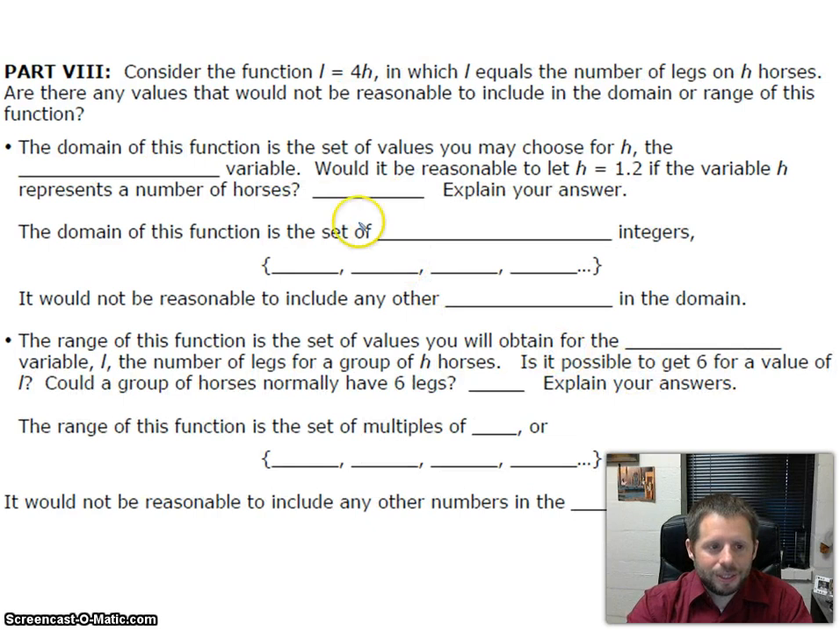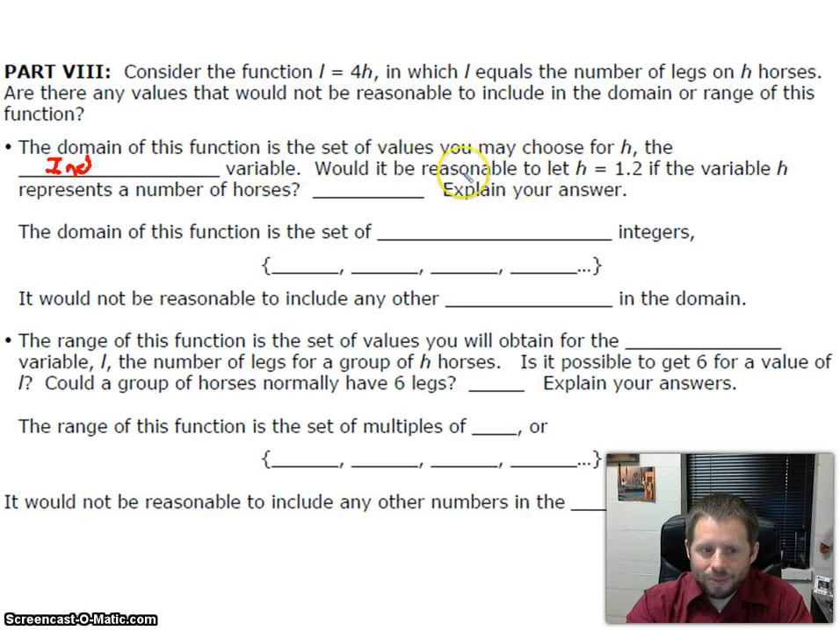Okay, let's look at another scenario. Consider the function L equals 4h, in which L equals the number of legs on h number of horses. It asks, are there any values that would not be reasonable to include in the domain of our function? The domain of this function is the set of values you may choose for h. Again, that's our independent variable, so I'm just going to abbreviate that IND.